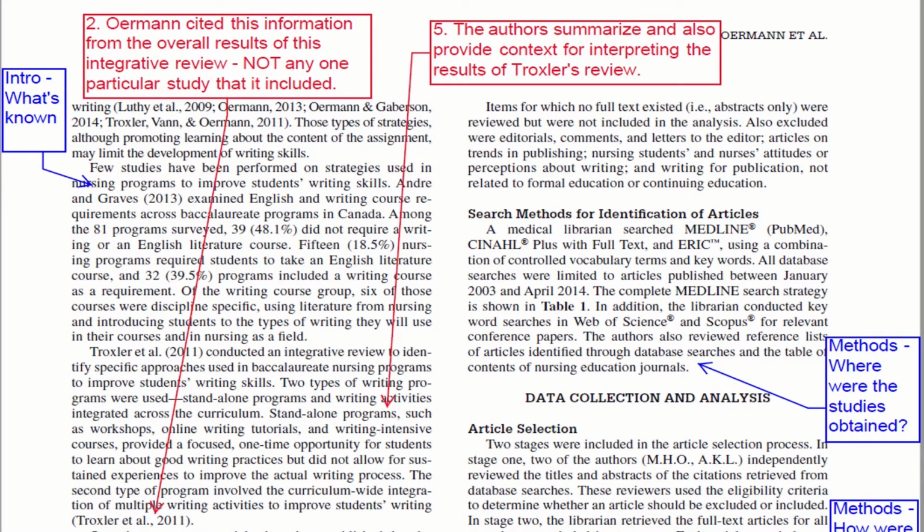And though a lot of what you cite will be a summary of the findings of those studies, there are times when you'll need to provide some critical analysis of the study, such as the quality of the study's methods, its results, or its applicability to your work. In this example, Dr. Orman and colleagues note that while Troxler's review indicates that writing programs on the surface appear to improve students' writing skills, standalone programs that are offered just one time don't give students the opportunity to practice writing, to receive feedback, or to develop over time.